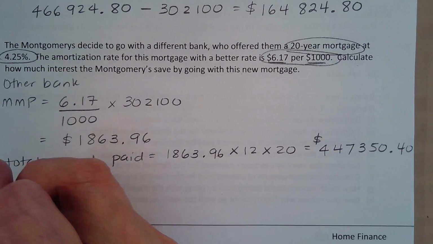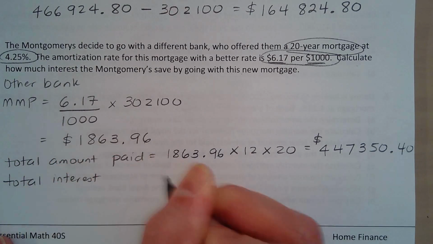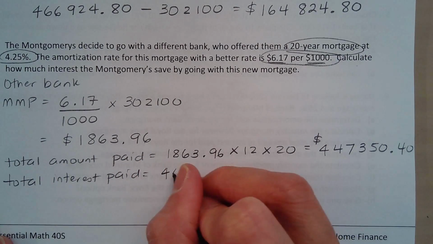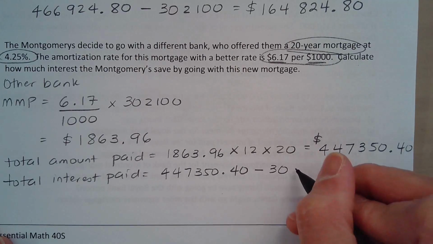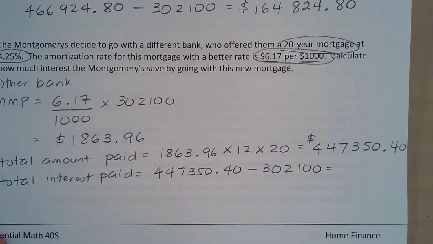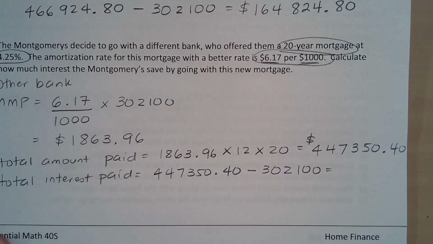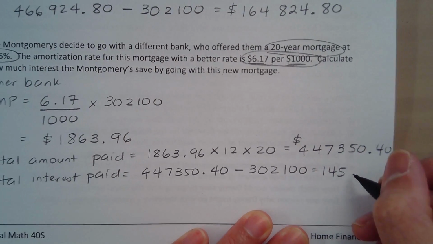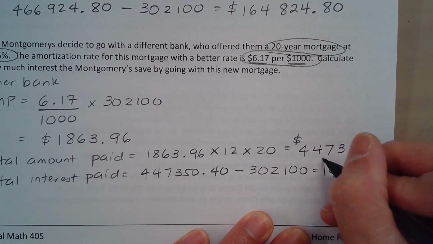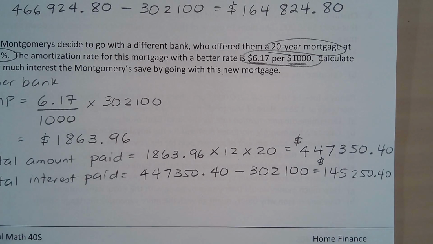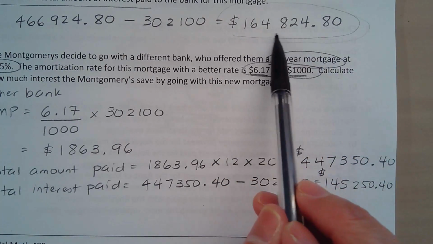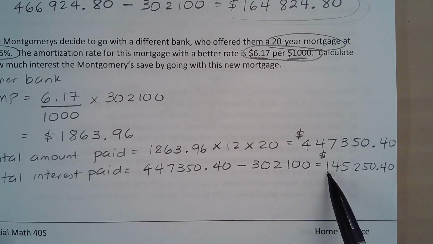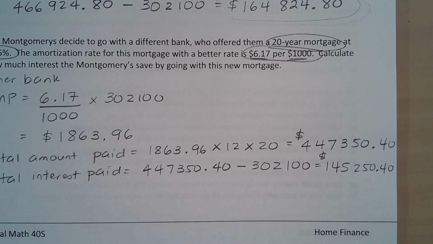Okay, how much is that total interest? $447,350 minus $302,100 is $145,250.40. Okay, so comparing the two banks, bank number one, this is the interest that they paid, 164. Bank number two, they paid an interest of 145. So how much interest will they save?